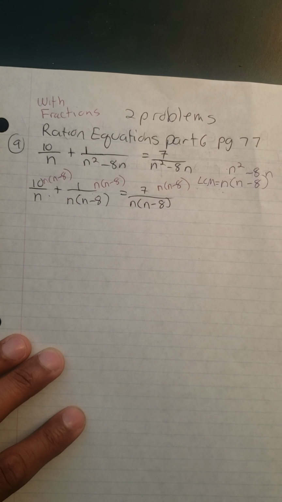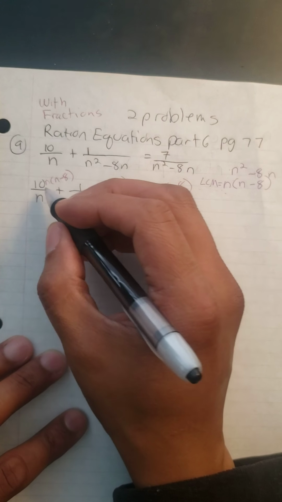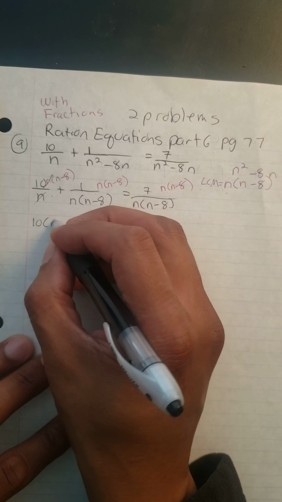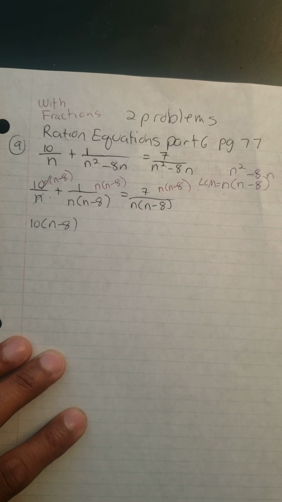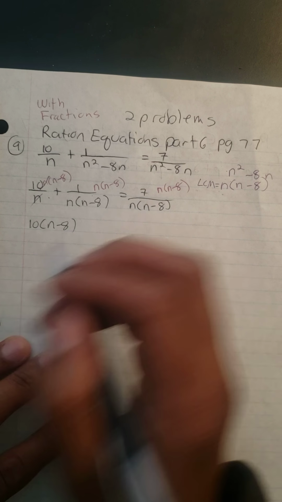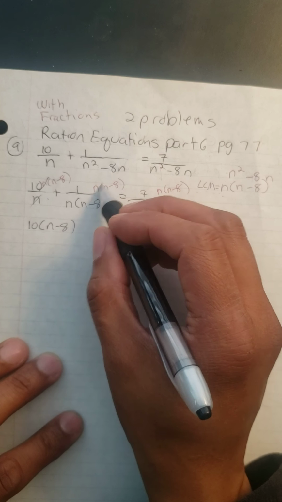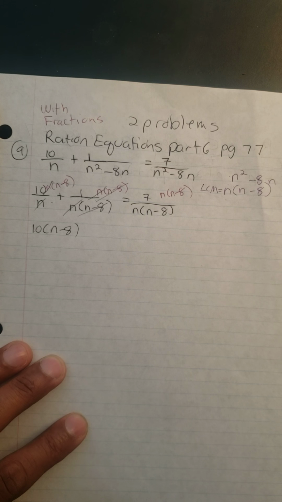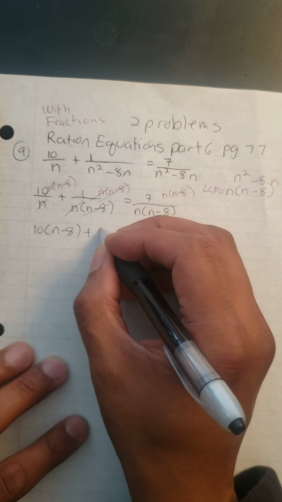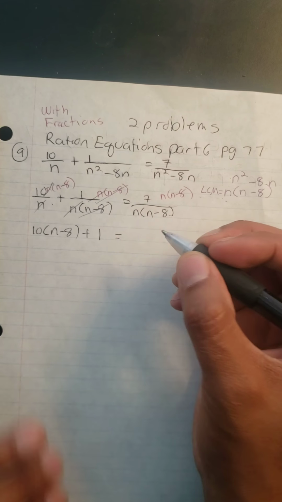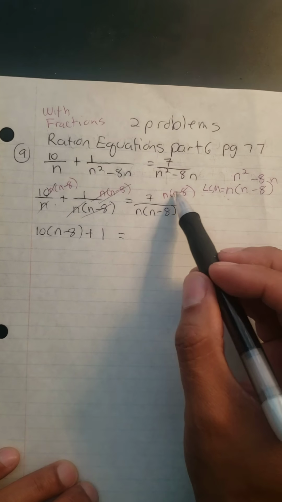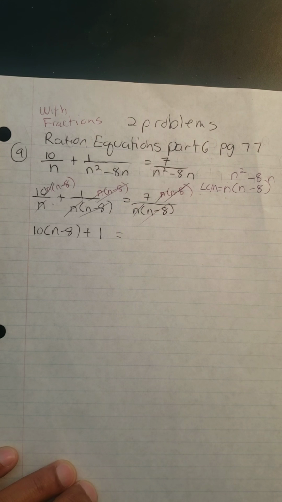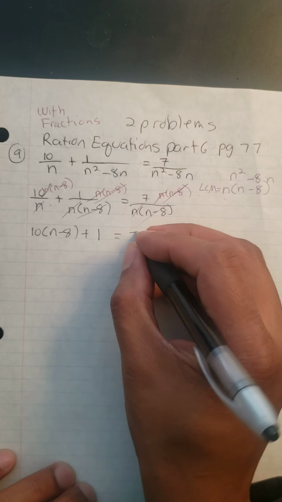Now this is just about simplifying. I simplify the n's here, and I'm left with 10 times quantity n minus 8. Here it simplifies nicely: n and n minus 8 and n minus 8, you can get rid of those because they simplify, creating ones. And here, same thing. The n's simplify, and the n minus 8 and n minus 8 simplify, and you're just left with 7.